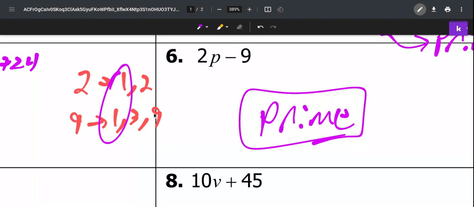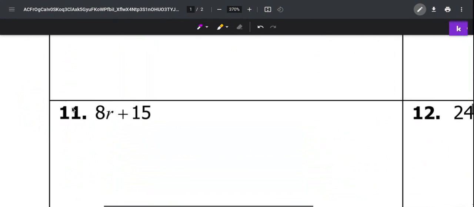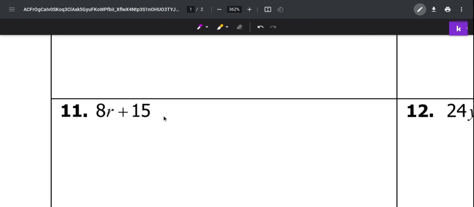All right. So let's look at another prime example. So let's try number 11. So you do 11, pause this, and see if you can find a GCF of 8 and 15. Now, you probably got to a point where you figured out 8 and 15 don't have a common factor other than 1, but 1 doesn't really count.